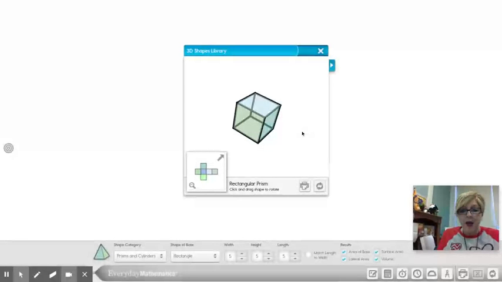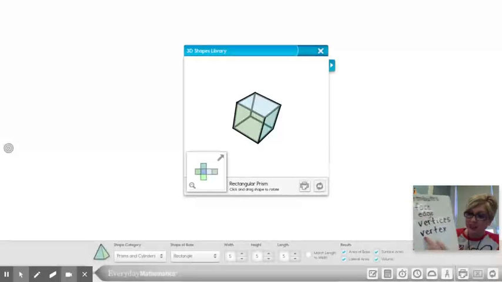Okay. The third attribute that we're going to talk about today are what we call vertices. And vertices are the points where the edges come together. Now, if I'm talking about that word in plural form, we say vertices. If I'm just talking about one, then it's called a vertex. So vertices is the plural of vertex.